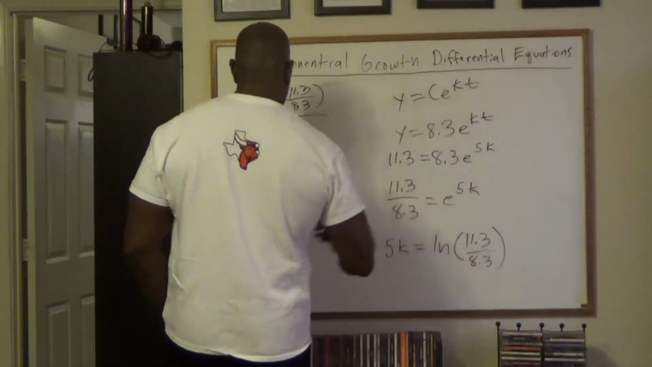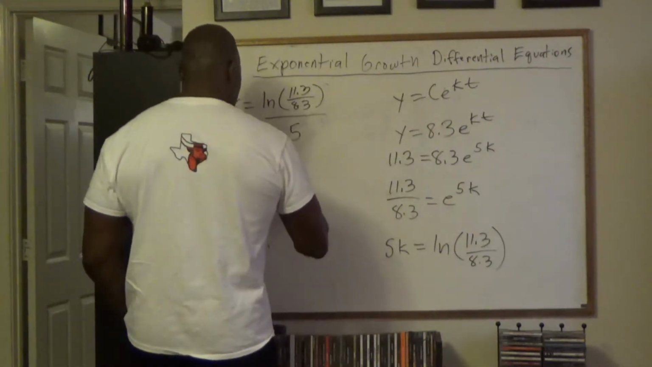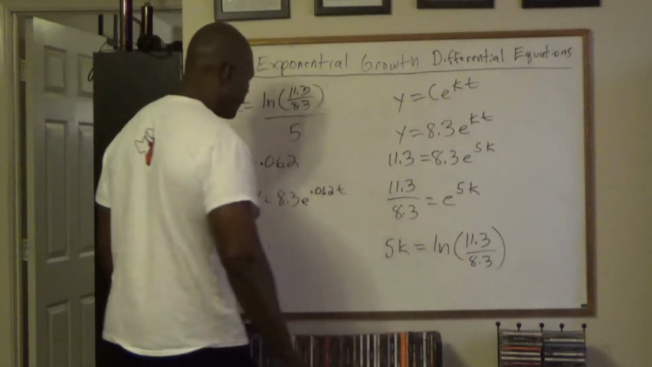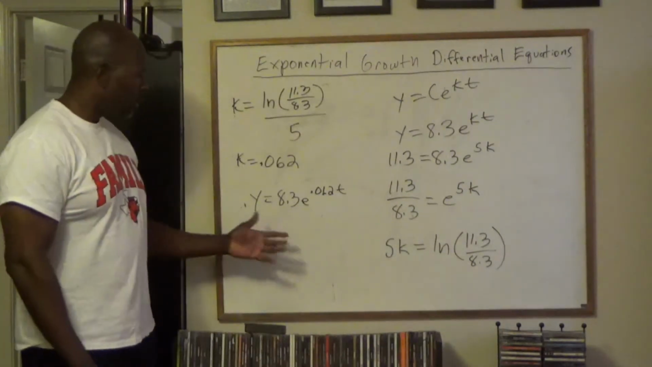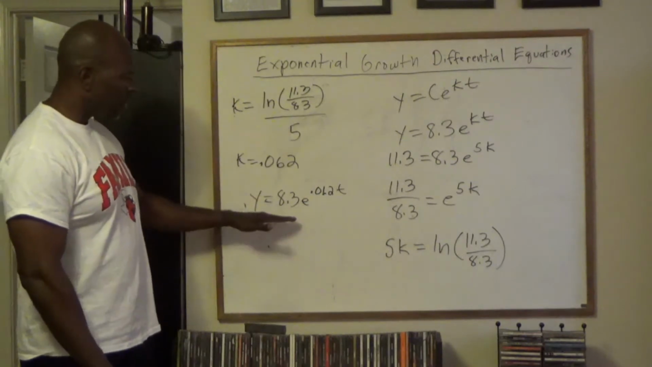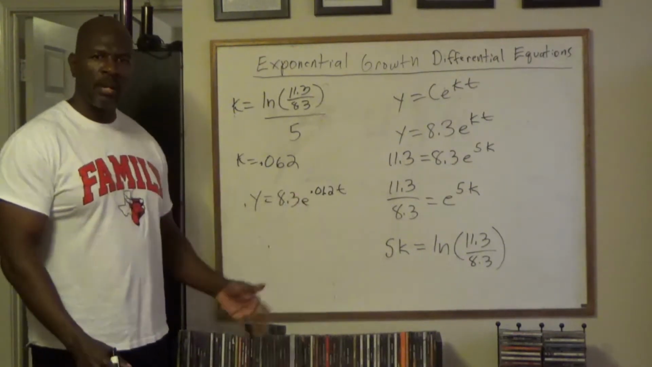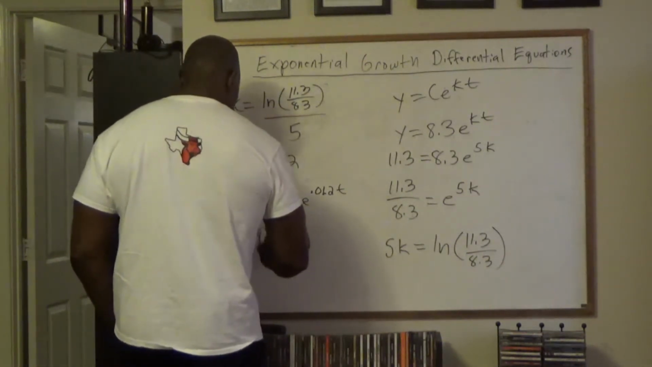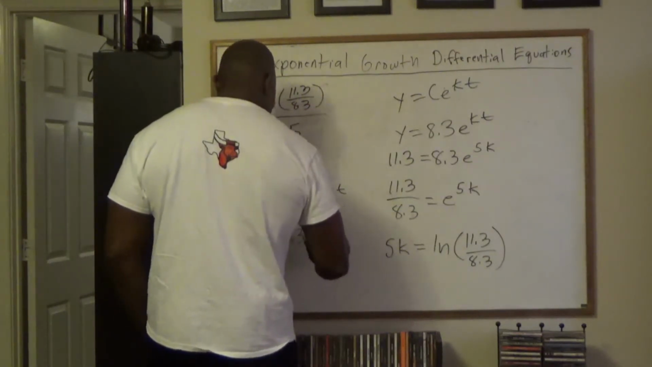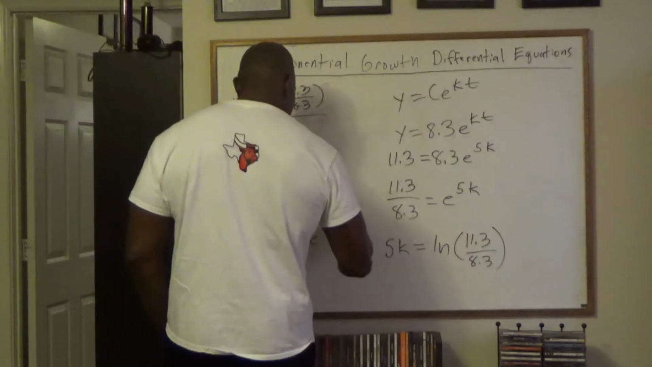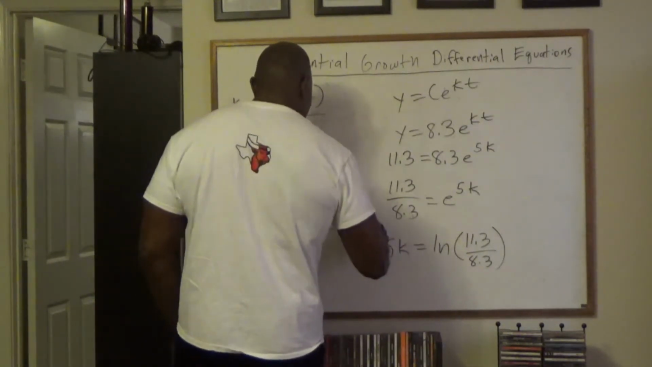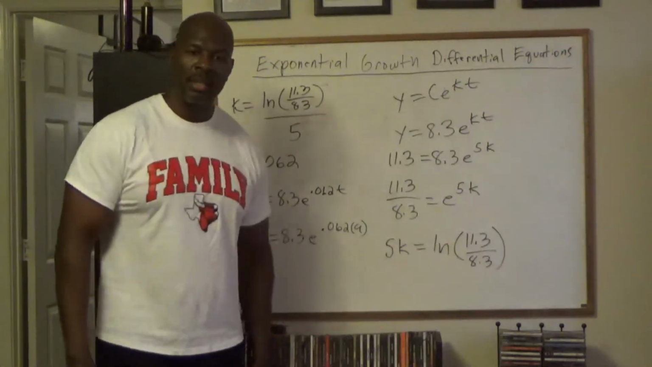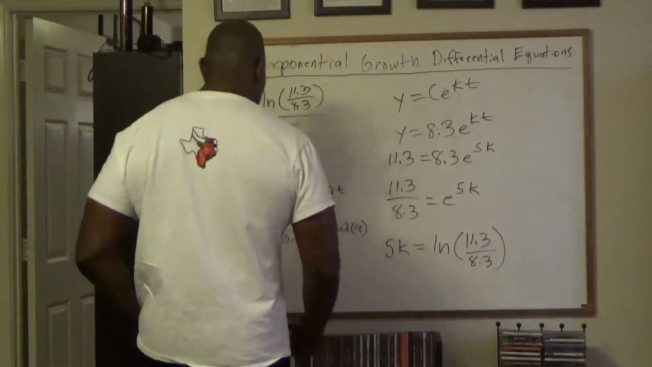So plug in the value of k into this guy. So y is going to be 8.3 e to the 0.062t. So there's the solution to the differential equation with the value of c and k plugged in. Now to find y of 9, I'm just going to plug in 9 for t. So this is 8.3 e to the power of 0.062 times 9. That's a calculation you would need to do in a calculator, and I couldn't do a complex calculation like this, but I believe the answer is 14.5.